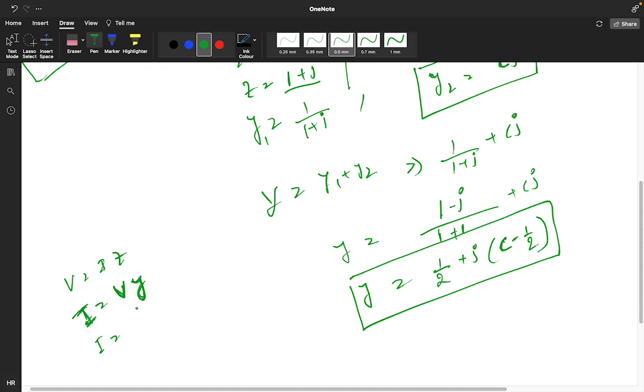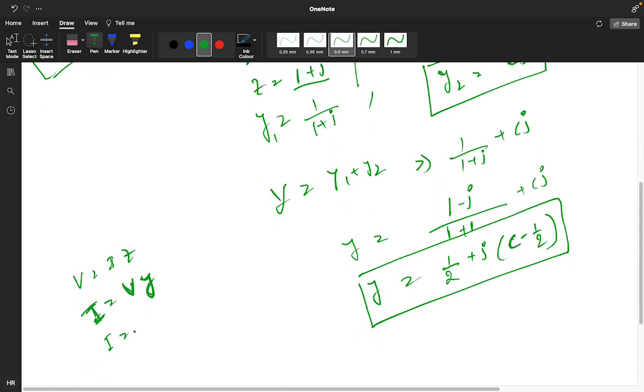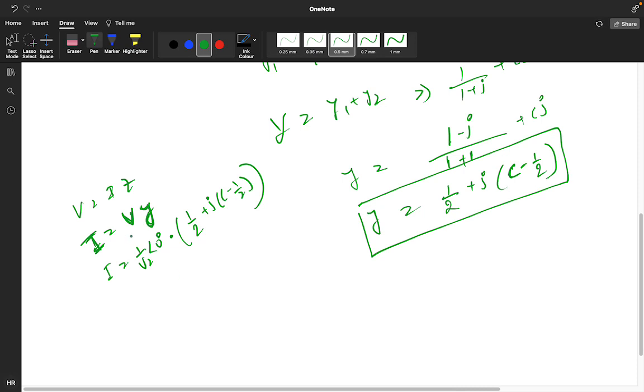So you know the value of V, 1 upon root 2 at an angle 0 degree, and you know the value of Y, 1 by 2 plus j (C minus 1 by 2). And if you solve these equations, I will come out as 1 by 2 root 2, this is 0 degree so it's not needed, divided by j by root 2 into (C minus 1 by 2). You are getting something like this.